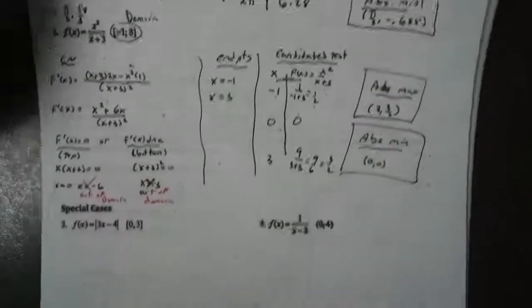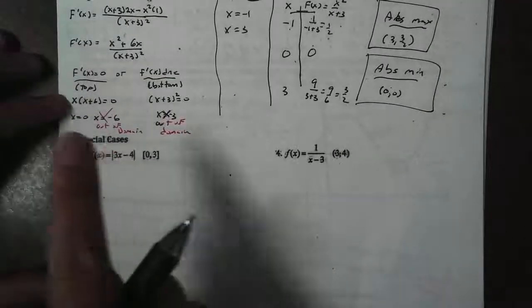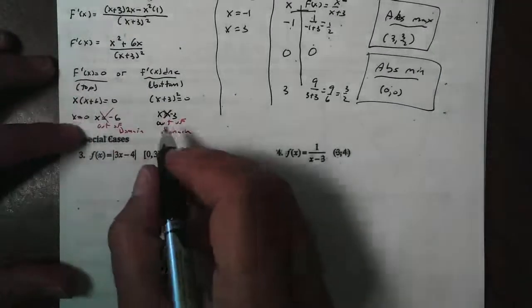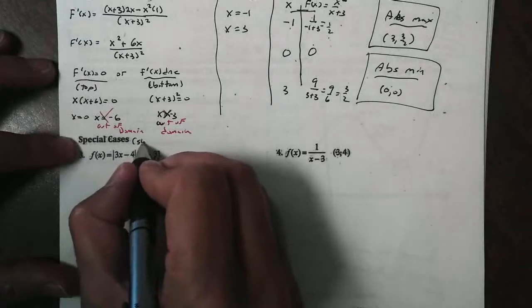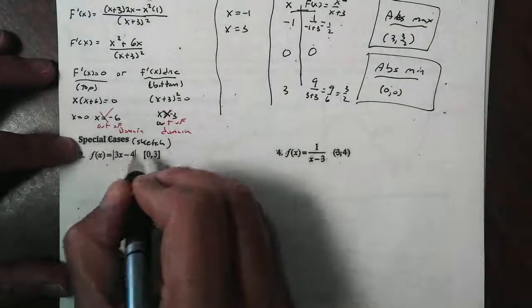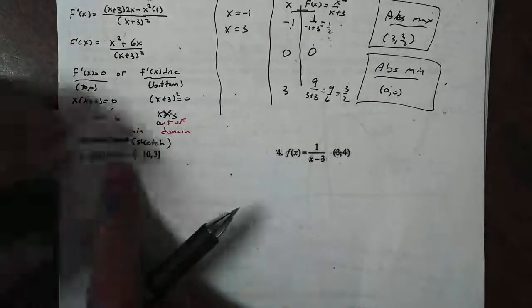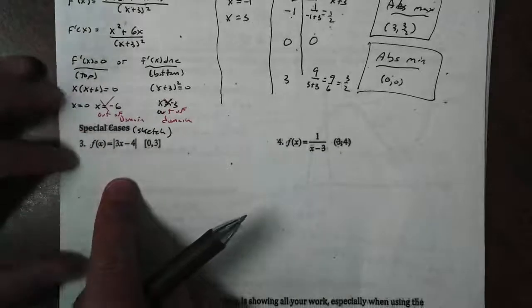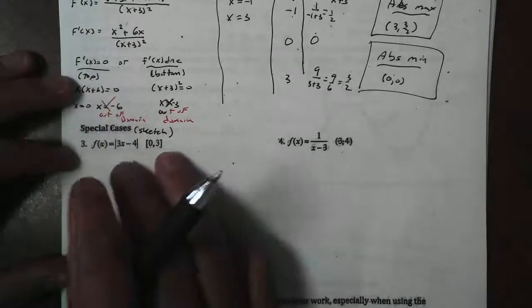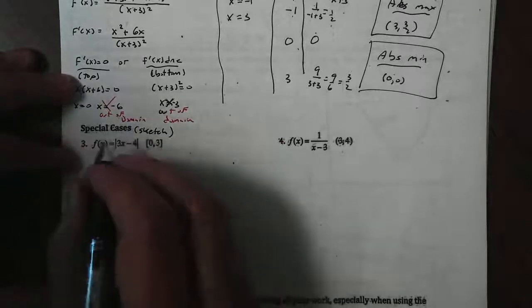So let's take a look at a couple special cases. All right. For these two, we're going to sketch. Man, I promise you, sometimes you do not want to take the derivative of absolute value. It is not pretty. So we're going to sketch it. We're going to do everything the same, but we're going to sketch these.